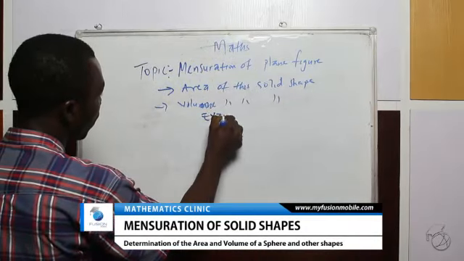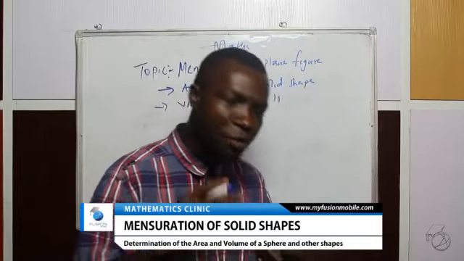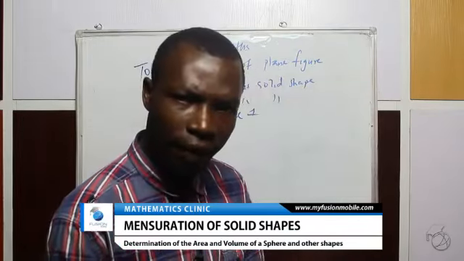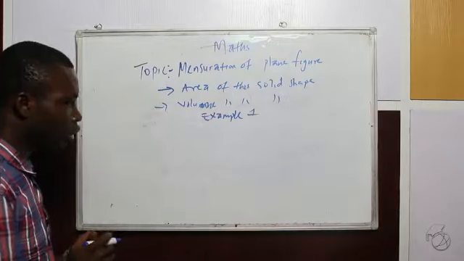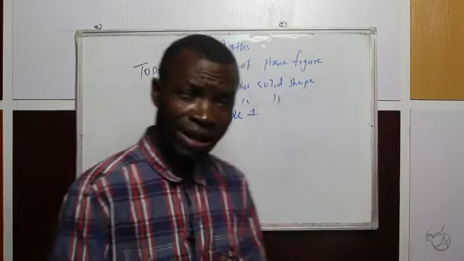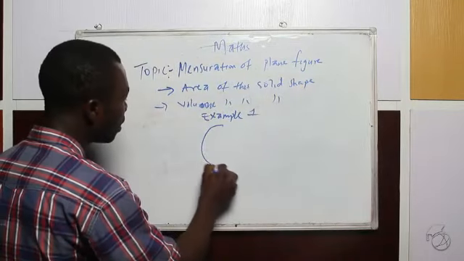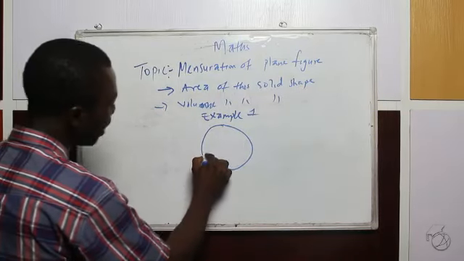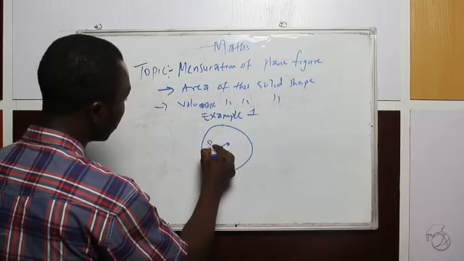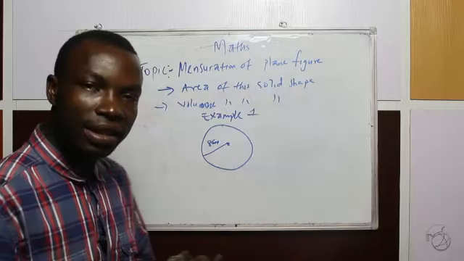Example. A sphere has a radius of 8 centimeters. Find the surface area. How do we find the surface area of a sphere? I want to show you the shape of a sphere. A sphere has 8 centimeters as its radius. Now this is the radius of a sphere, and they ask us to find the area.